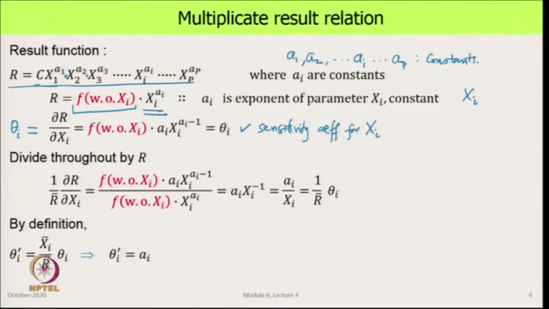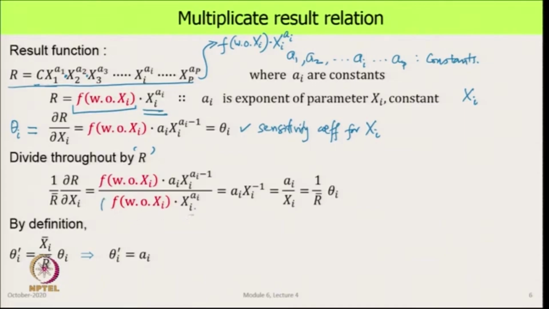For xi. Now, we divide throughout by r, and the result becomes 1 by r dr by dxi. On the right side, we have this numerator which we had just now. And we know that r, which was the modified form, is a function without xi times xi to the power ai. That is what we have written in the denominator on the right side.